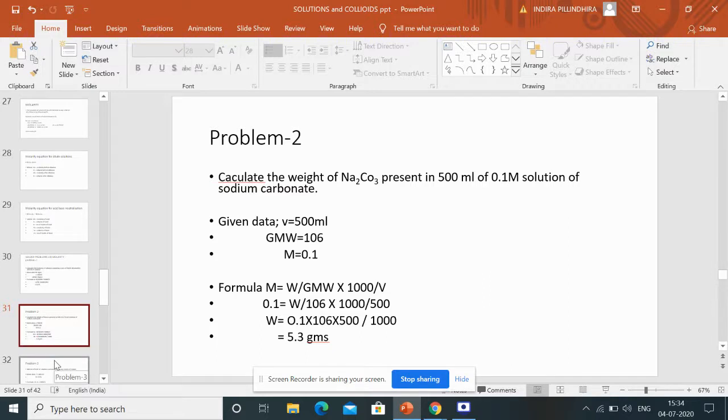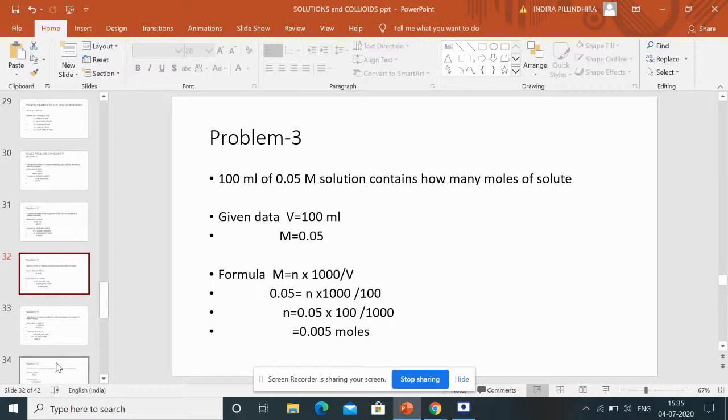Now we'll move to another type of problem. Problem type 3. 100 ml of 0.05 M solution contains how many moles of the solute? Here it is a little bit different problem. So data is given: V is equal to 100 ml and molarity is 0.05. While writing the expression of the molarity, the very first step is that M is equal to n by V. The small n there is nothing but the number of moles. So here the formula is M is equal to n by V.